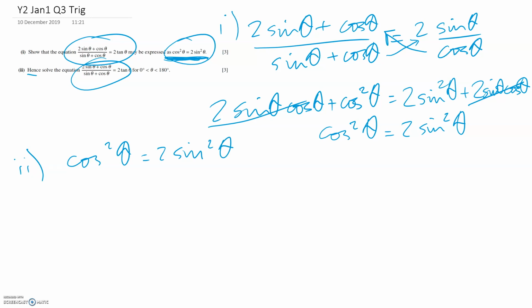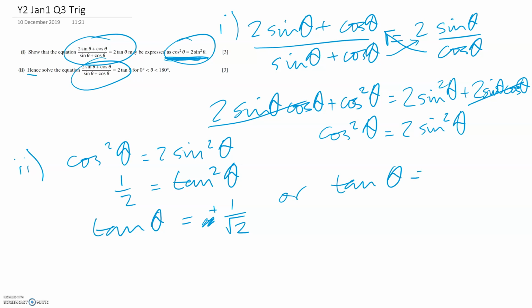I think it's best to get tan theta. So if we divide both sides by cos squared and by 2, we'll have a half equals tan squared theta. Then that means tan theta is going to equal plus or minus 1 over root 2. We solve this separately. So we need to solve tan theta equals plus 1 over root 2, or tan theta equals minus 1 over root 2.